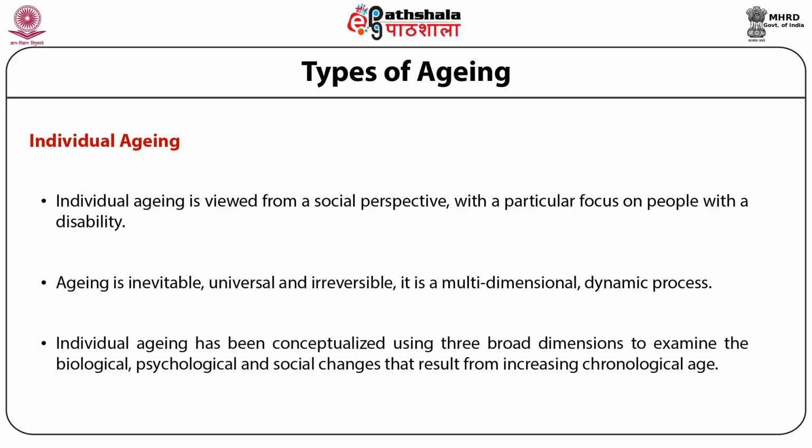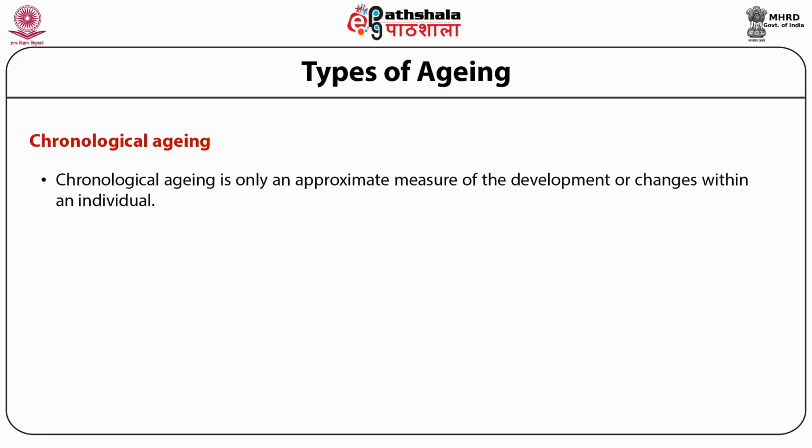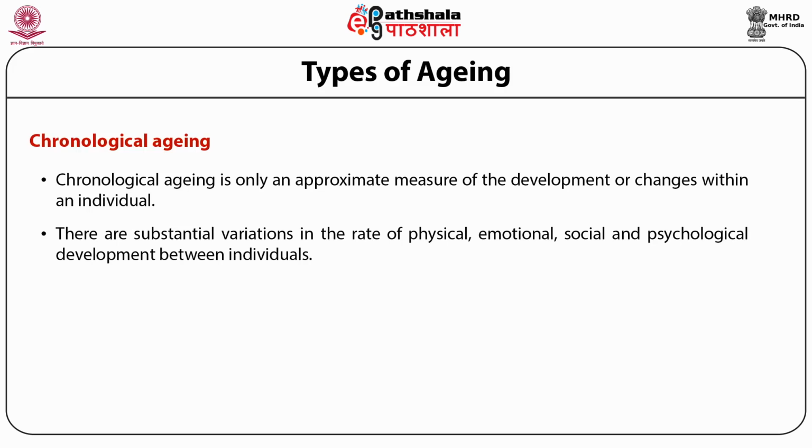Individual aging has been conceptualized using three broad dimensions to examine the biological, psychological, and social changes that result from increasing chronological age. There has been a widening from an earlier focus on the medical and biological aspects of aging to a broader view encompassing three dimensions. Chronological aging. Chronological aging is only an approximate measure of the development or changes within an individual. There are substantial variations in the rate of physical, emotional, social, and psychological development between individuals.